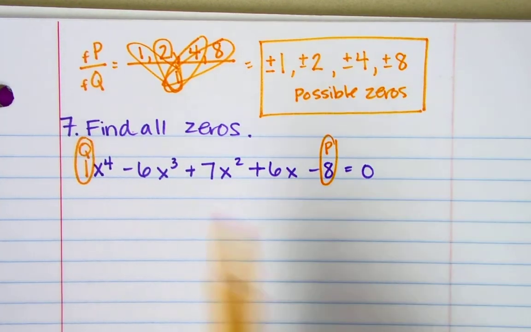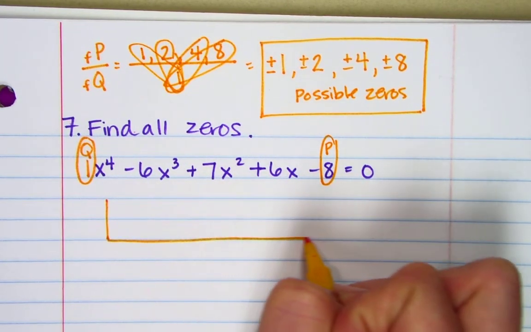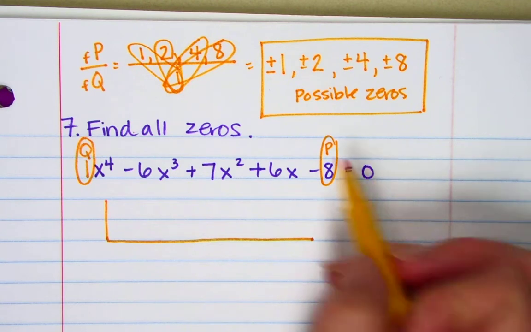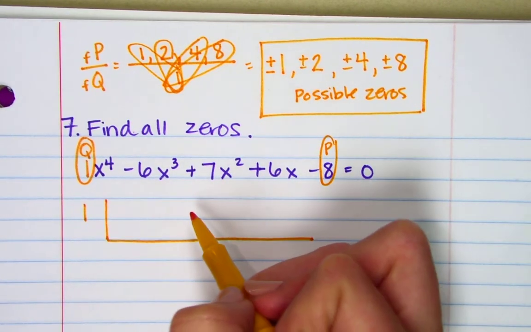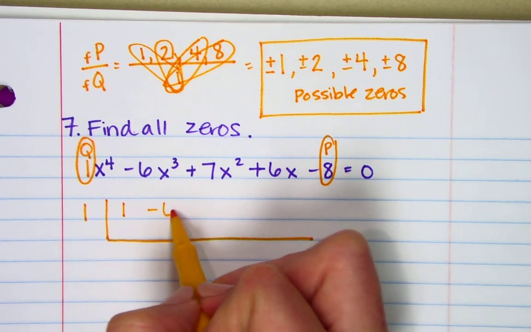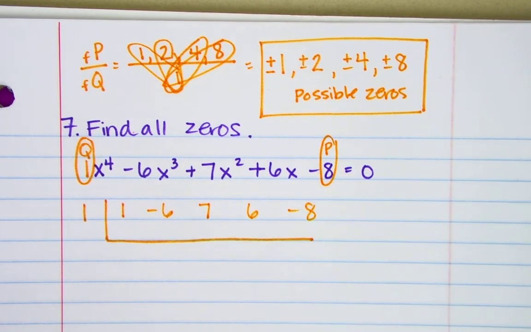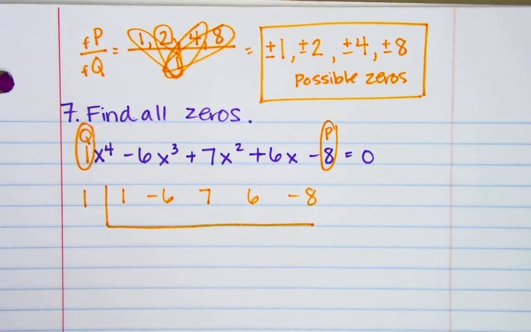Now, when I do synthetic, what number did I say I would always try to start with? 1, right? And that's one on our list, so I'm going to try to start with 1. And what numbers go up here? 1, 6, 7, 6. Great. All right, so we're going to try 1, see if it works.